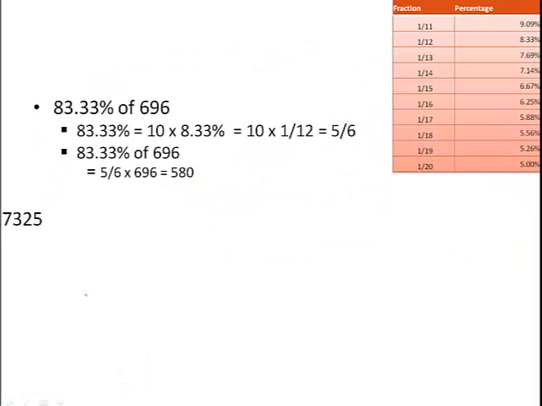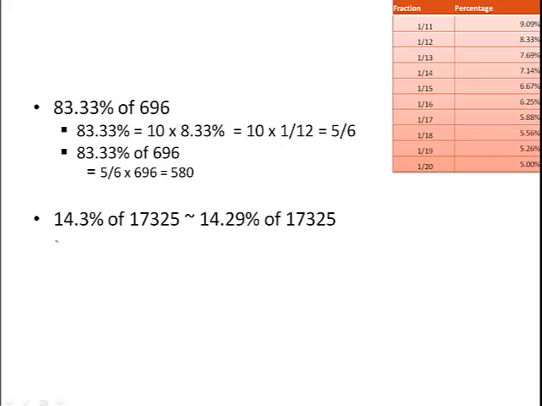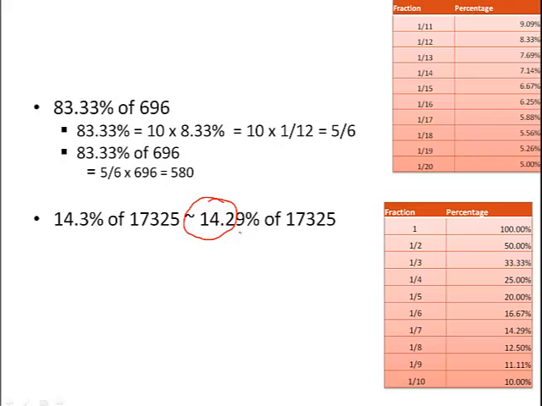Okay, now let's go to the next question. Let's say you need to calculate 14.33% of 17325. It seems a little cumbersome. Okay, but 14.3, again, just think, it's somewhere near to 1 by 7. Why is 1 by 7 this thing? It's although not exactly this.